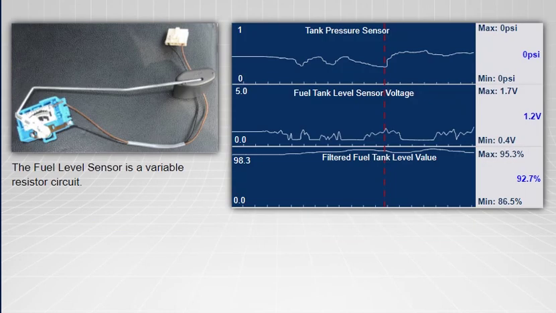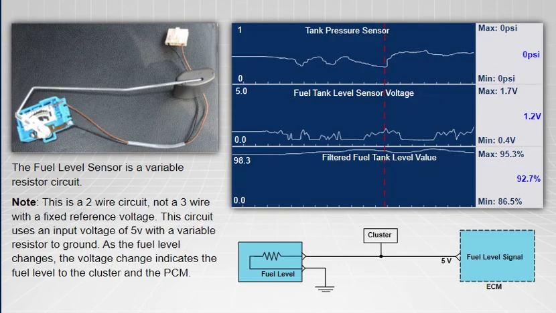The fuel level sensor is a variable resistor circuit. Note, this is a 2-wire circuit, not a 3-wire with a fixed reference voltage. This circuit uses an input voltage of 5 volts with a variable resistor to ground. As the fuel level changes, the voltage change indicates the fuel level to the cluster and the PCM.